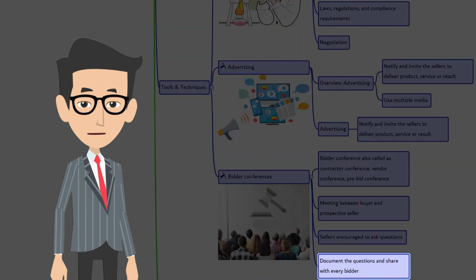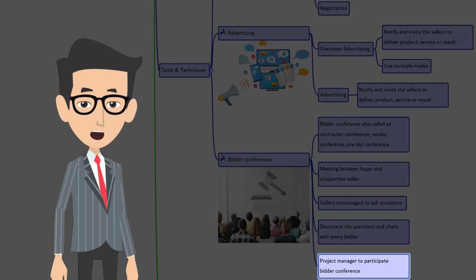The questions asked during the bidder conference, along with the buyer's responses, are documented and sent to all prospective bidders to make sure that all of them have the same information. The questions and answers asked during the bidder conference are also added to the bid document as addenda. The bidder conference is also an opportunity for the buyer to discover anything missing in the bid document. Even though it's a procurement department's activity, it's a good practice for the project manager to attend the bidder conference.